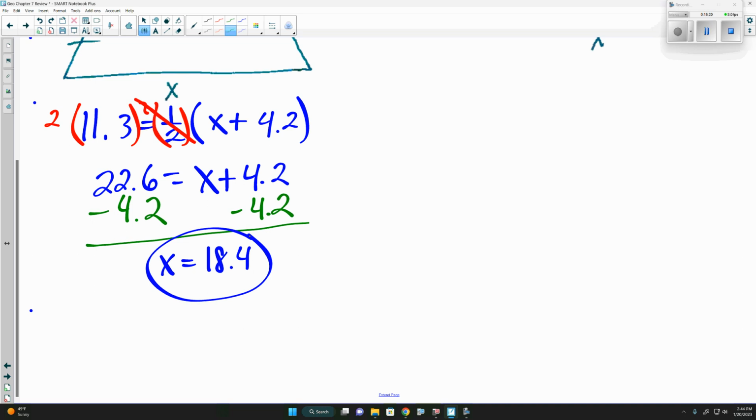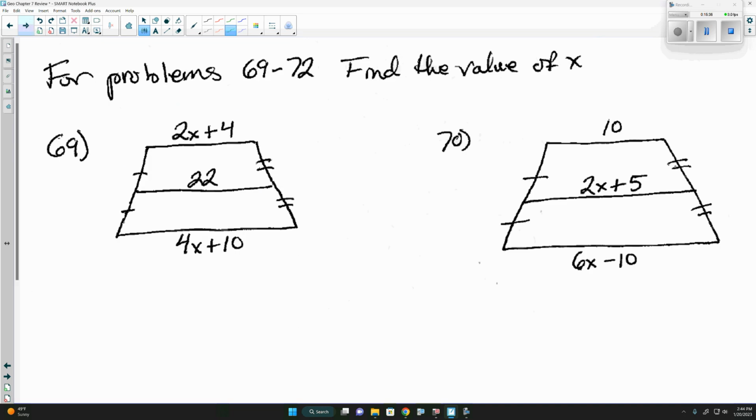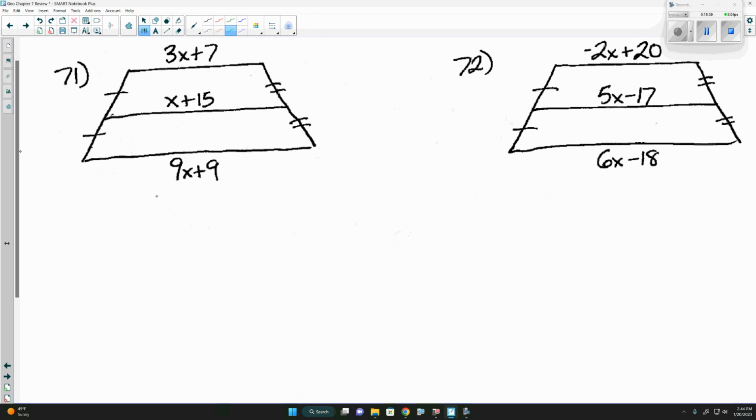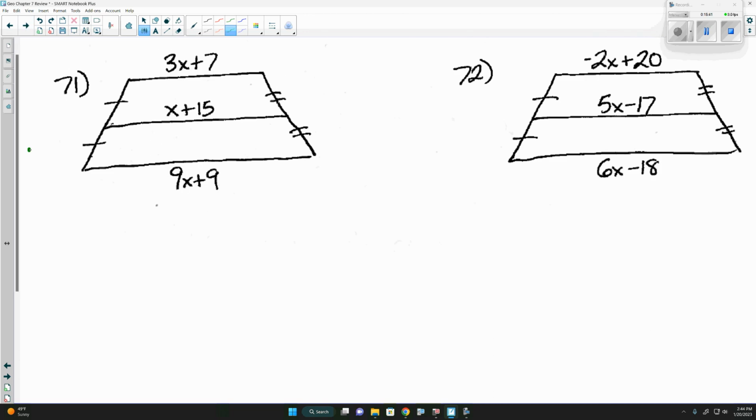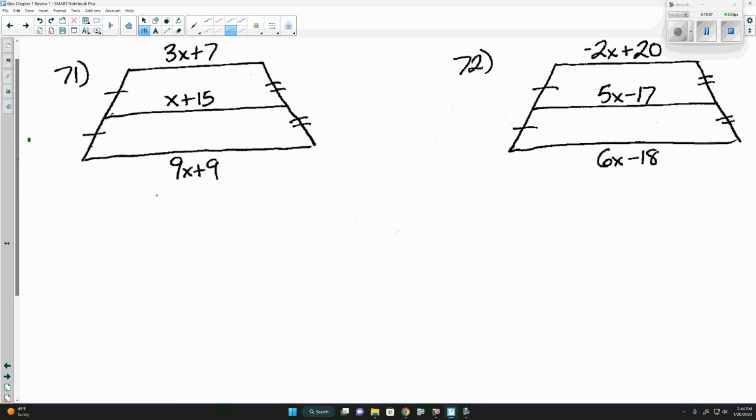Questions on 67? We get 67 now? Questions on 68? 67 and 68 are essentially the same thing. Questions on 69, 70, 71, or 72? Because all four of these are essentially the same thing. The only difference between 71 and 69 and 70 is that 69 and 70 have a number for one of the three spots. 70 and 72 have variables across all three.